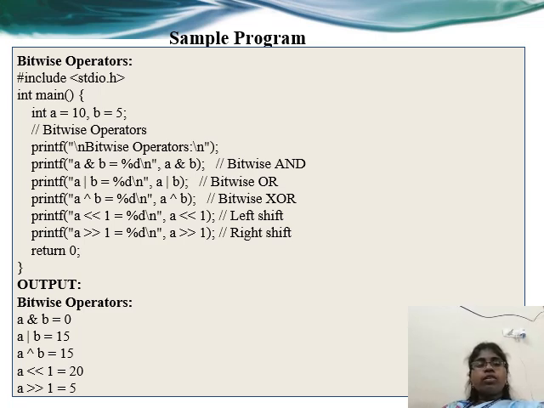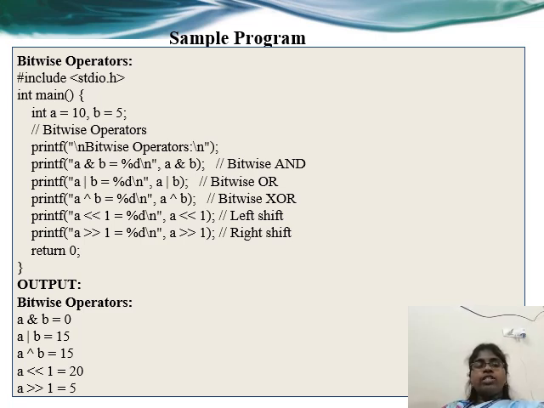XOR: if both conditions are true, the output is false. If one condition is true, the condition gives the true value as output. If both conditions are true or both conditions are false, then the condition is false. But if one is true and one is false, or one is false and one is true, the output is true.